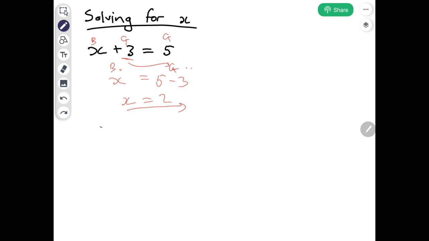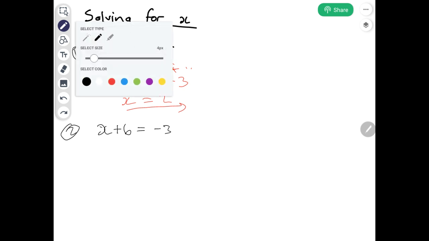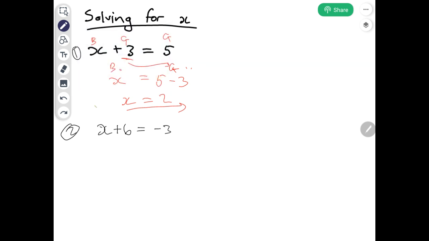And then another one that you can get will be maybe x plus 6 is equals to -3. So for this one, still the same thing. This one here, the x will be your boy, and then the 6 will be your girl, -3 will be your girl again. And then now you have to separate the boys from the girls. So this side will be for the boys, this side will be for the girls.